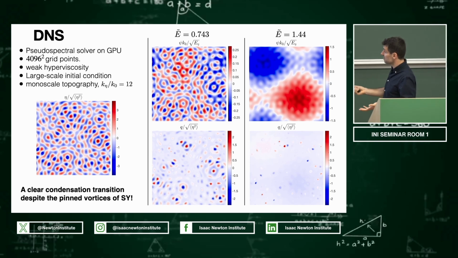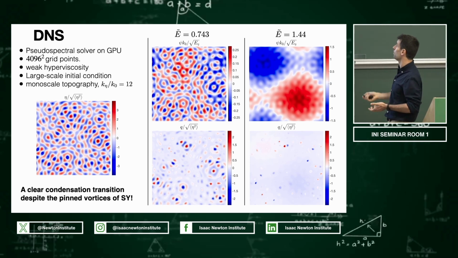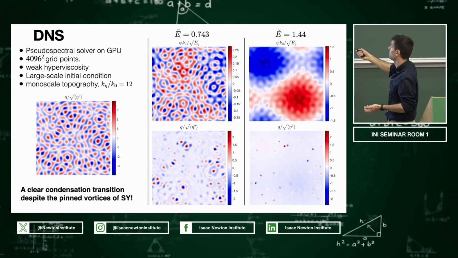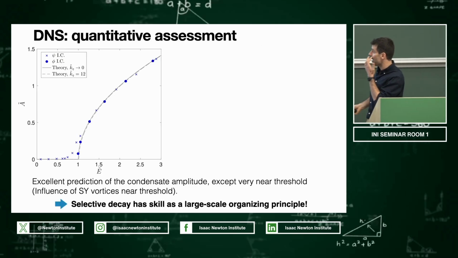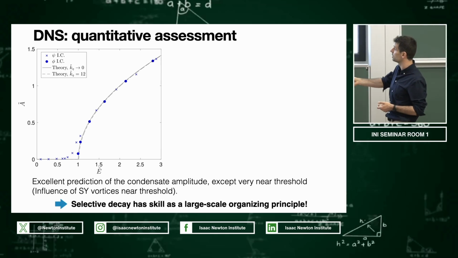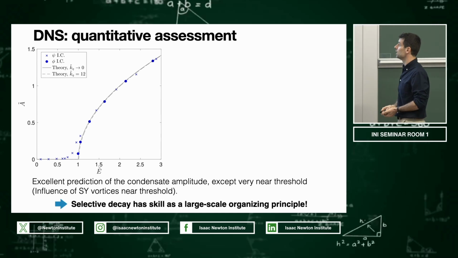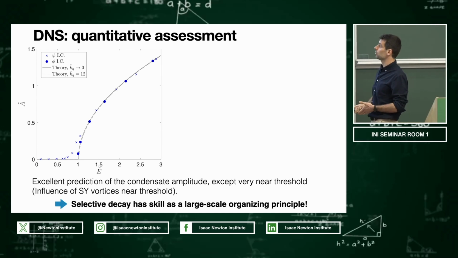Okay, at least if we're planning to derive a large-scale organizing principle, then maybe we don't care about that, and the condensate will be predicted accurately. So quantitatively, I've run a suite of numerical simulations varying the energy of the initial condition. Okay, I've considered two types of initial condition.